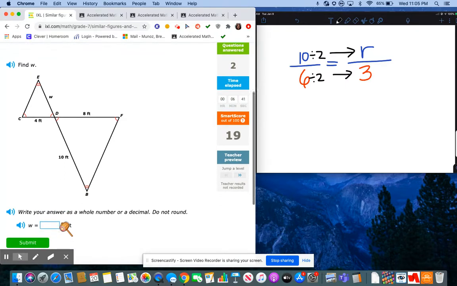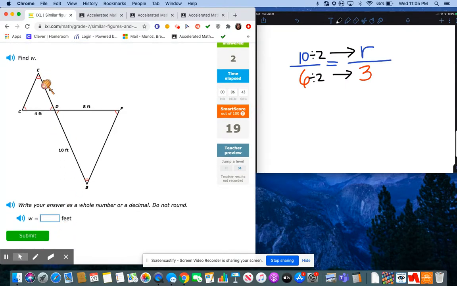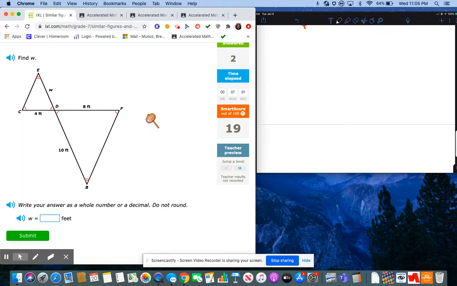So here we have another one like that, right? If you notice, it's like they're flipped. And these little marks tell you which angles are congruent. Like this E is the same as B, right? And so these are like the same. So let's set up a proportion here. Okay, we know that they're asking us for this W, right? This W. So I'm going to write it here.